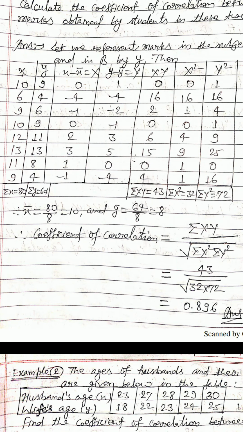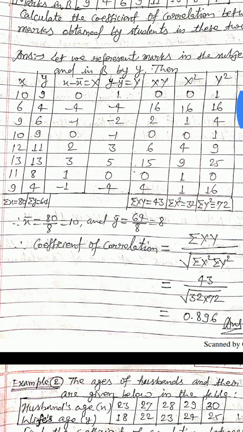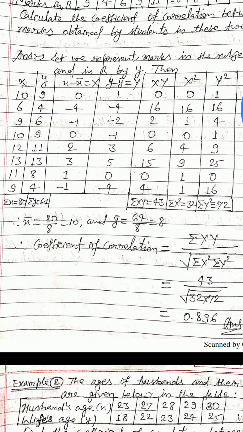And we see here what the mean is. The mean of the x series is 80 by 8, which is equal to 10. What is the 80? 80 is the total summation of small x. What is y bar? Y bar is equal to 64 by 8. What is the 64? 64 is the summation of all the small y's.